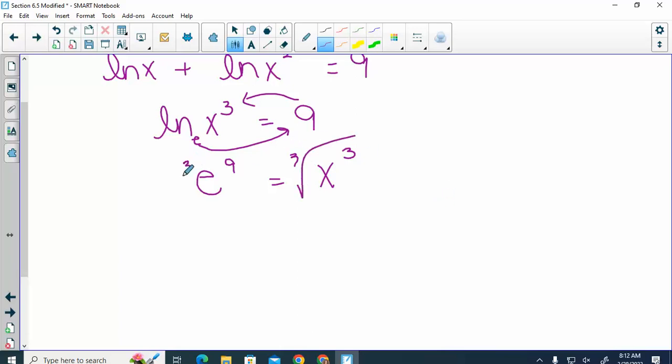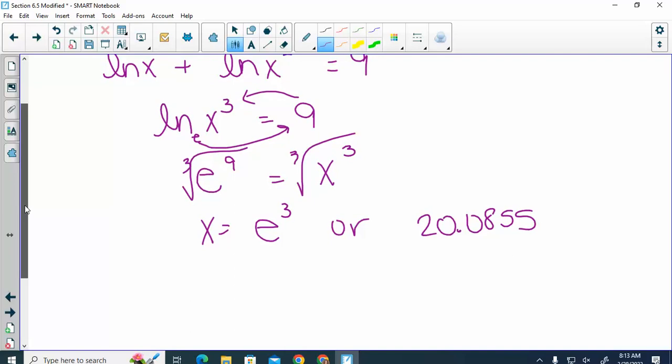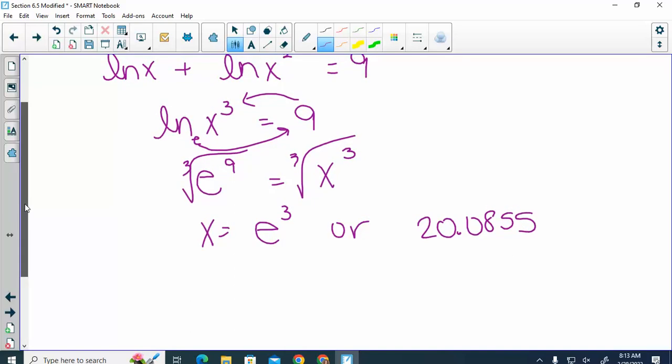Cube root it. When you're doing a cube root, it's just like dividing those exponents. What's 9 divided by 3? So this is e cubed. Or if you actually wanted the decimal, we could type that in. The exact answer is e cubed. The approximation would be 20.0855. Quick check, is that an okay answer? Yeah, everything's positive there.